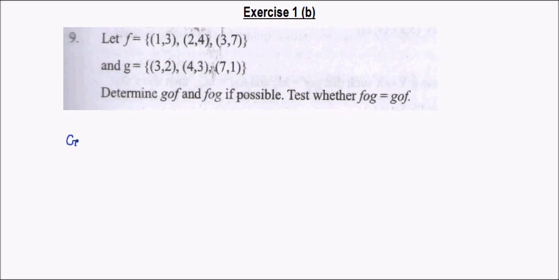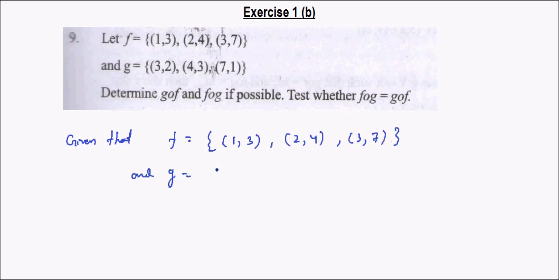So given that f is equal to {(1,3), (2,4), (3,7)} and g is equal to {(3,2), (4,3), (7,1)}. Then determine g∘f.